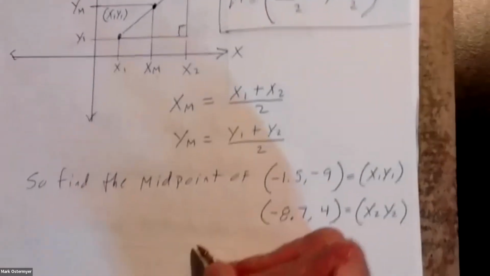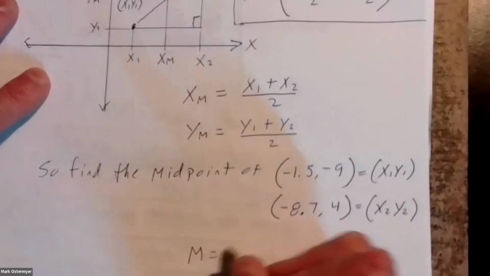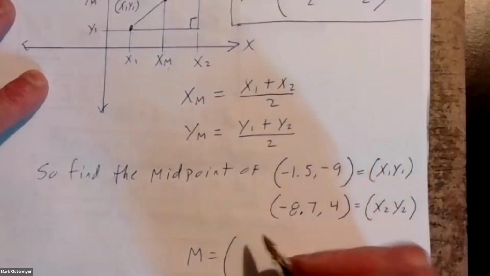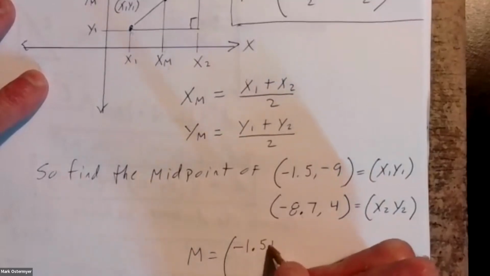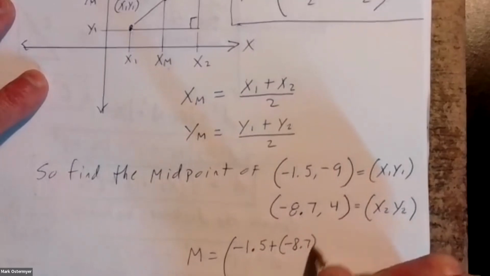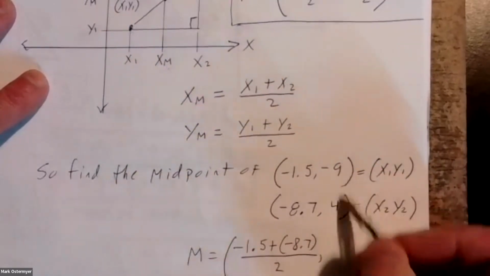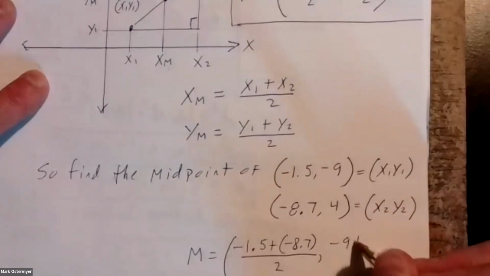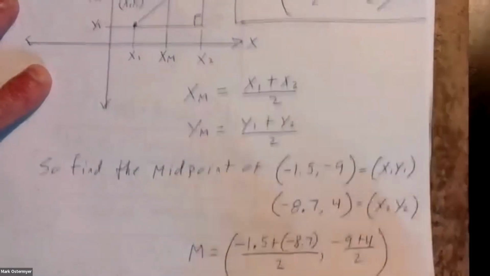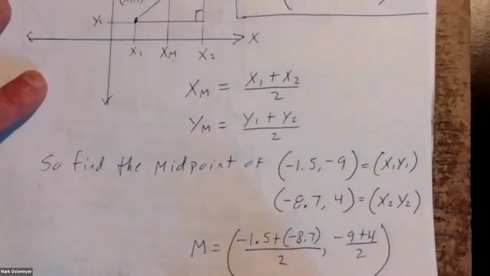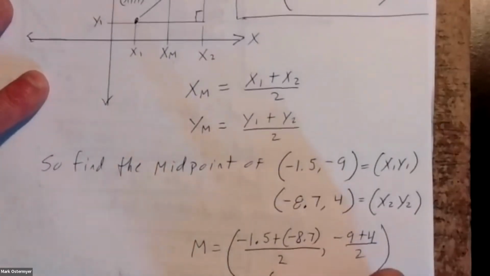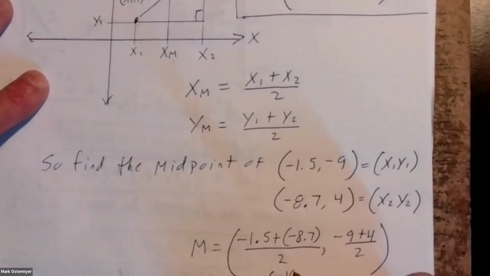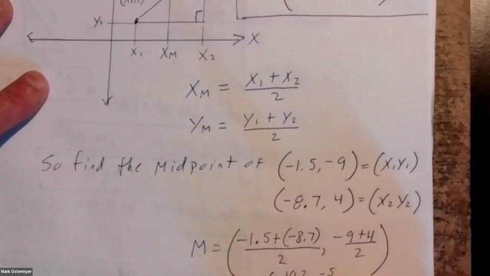So therefore, the x coordinate of the midpoint is going to be the average of these x coordinates here: negative 1.5 added to negative 8.7, divided by 2. And the y coordinate is going to be the average of these y coordinates: negative 9 plus 4, divided by 2. When you get this worked out, you'll have negative 10.2 divided by 2, and negative 5 divided by 2. So your midpoint is going to be negative 5.1 comma negative 2.5.